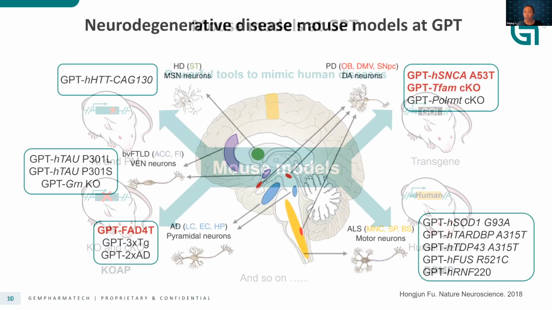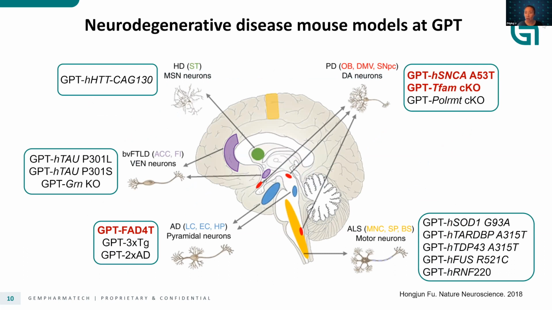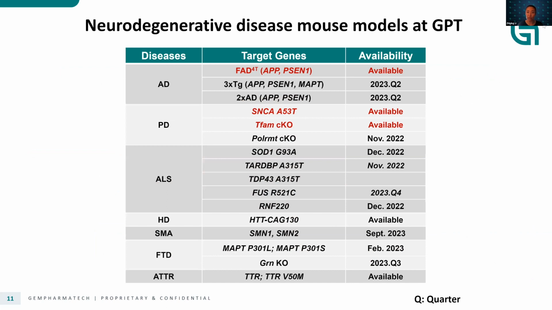All right, with this said, these are the several models that we are trying to develop for the 5 neurodegenerative diseases. As highlighted in red is one particular model in AD and 2 particular models for PD that I'll be providing more information about.